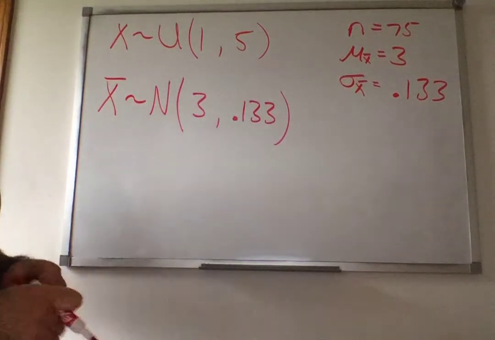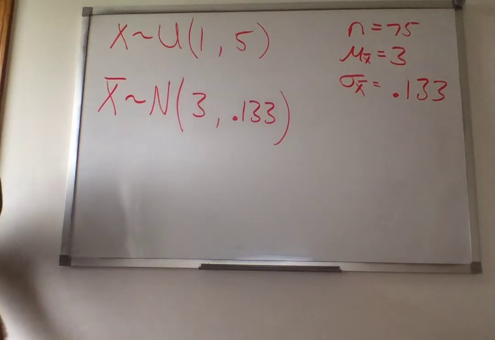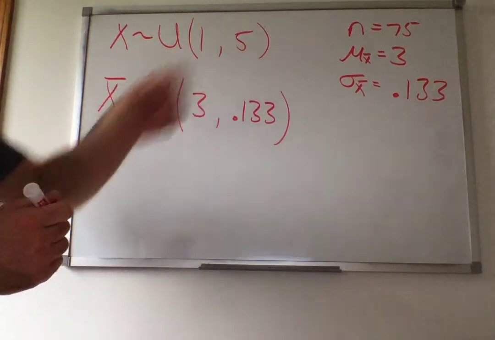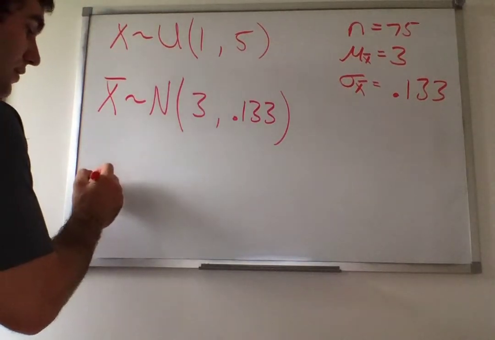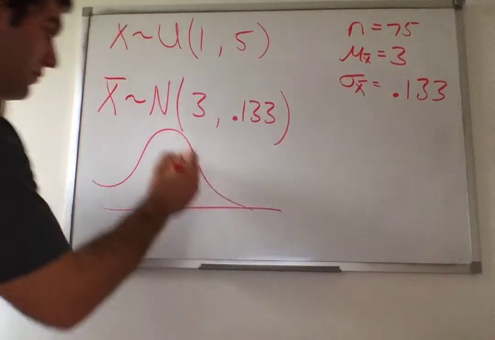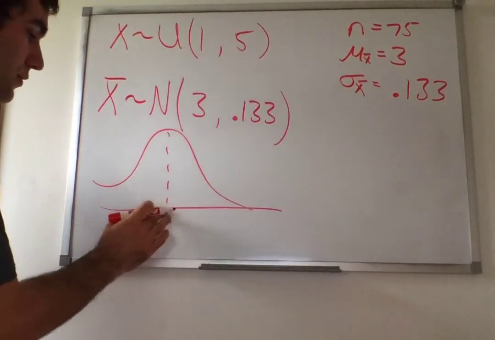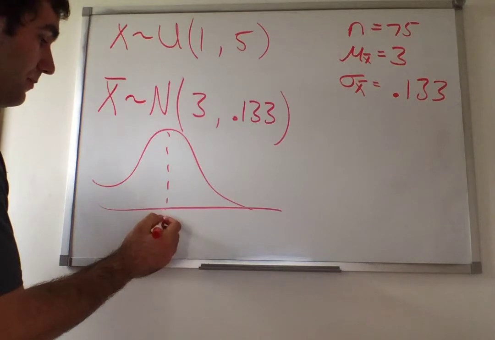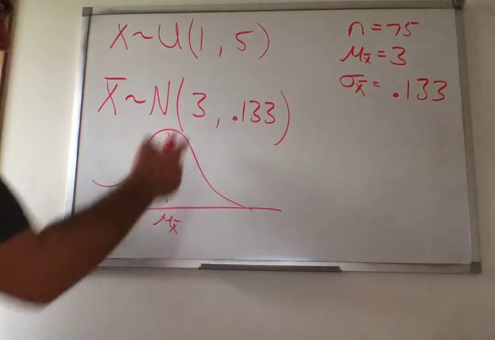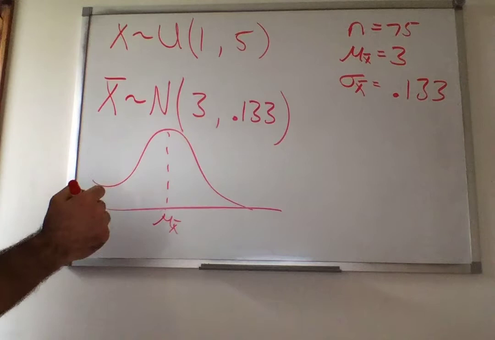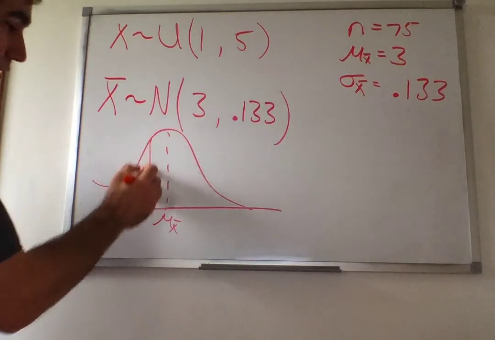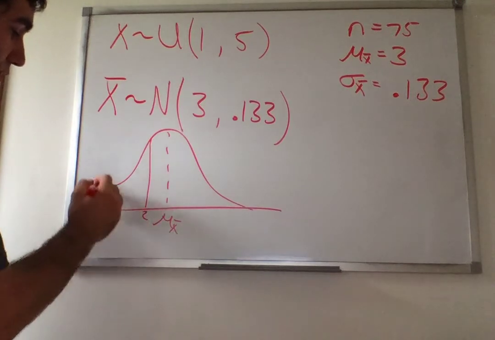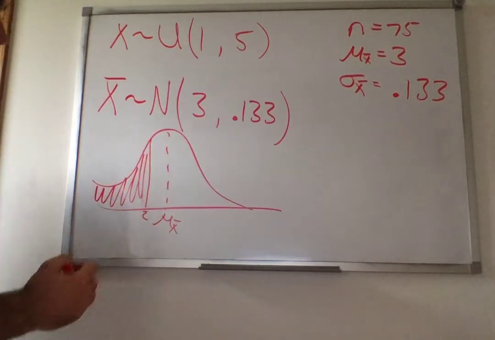So now if we read the question one more time, find the probability that the average test score for the 75 students is less than 2. So if I draw you a picture, right here is mu of x bar, right here's 3. We want to see, do they have a stress score less than 2? So right here would be 2, less than 2 would be all this area over there.